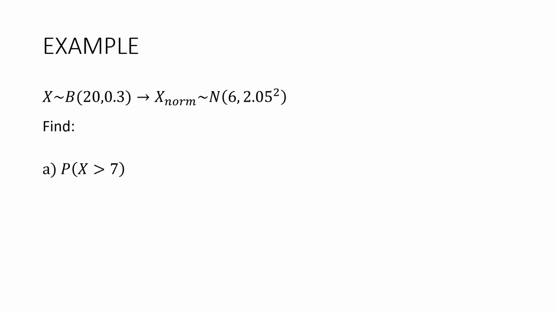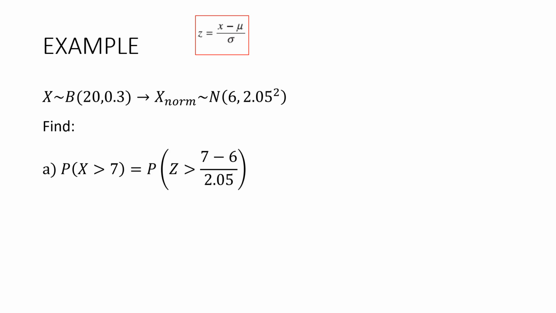So let's have a go at doing these questions. We want the probability that x is greater than 7. So I'm going to use the z-score. Now x in this case is going to be 7, and the mean is 6, and the standard deviation is 2.05. Now you might be thinking, well, why are you using 7 when it's going to be greater than 7? And I'm going to talk to you about that in a second.